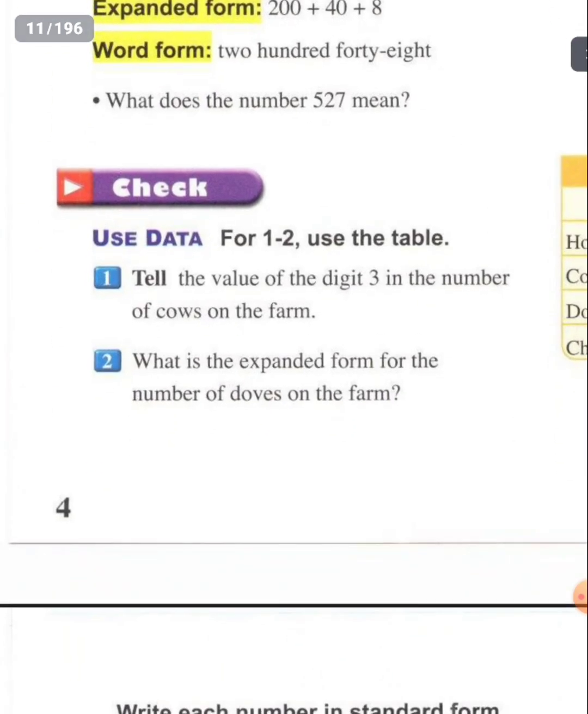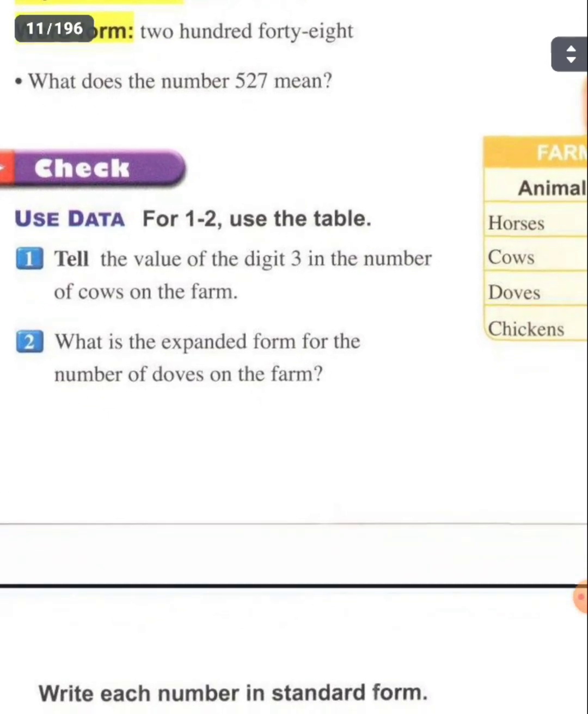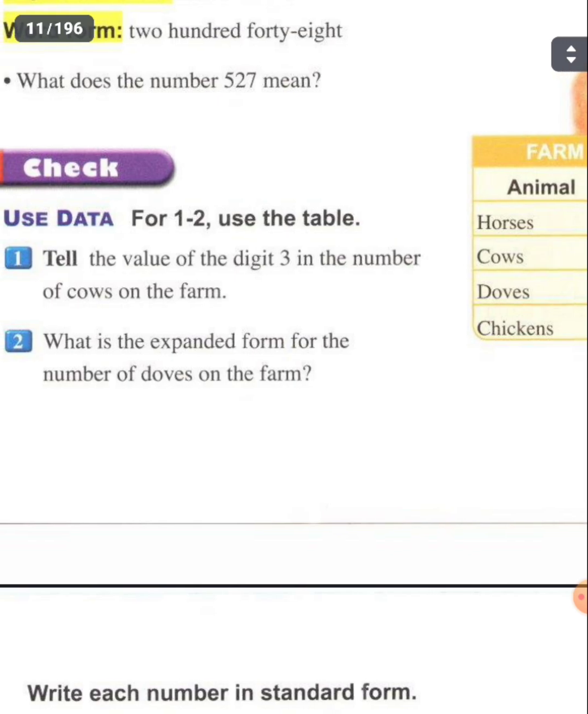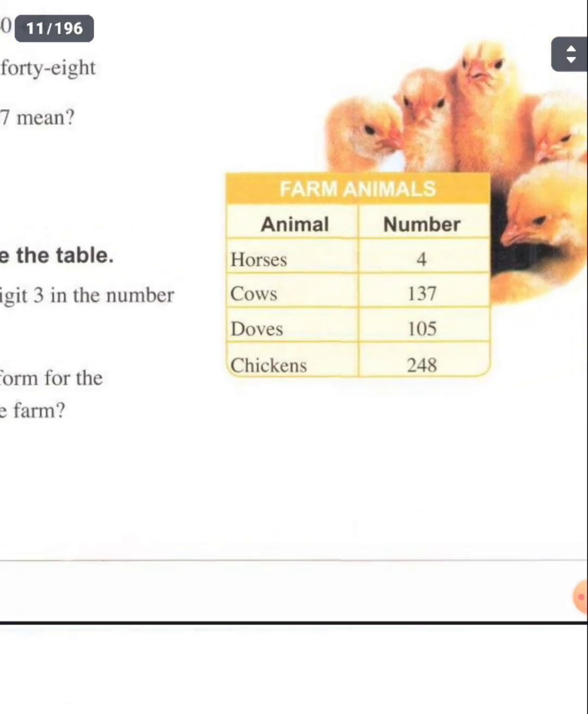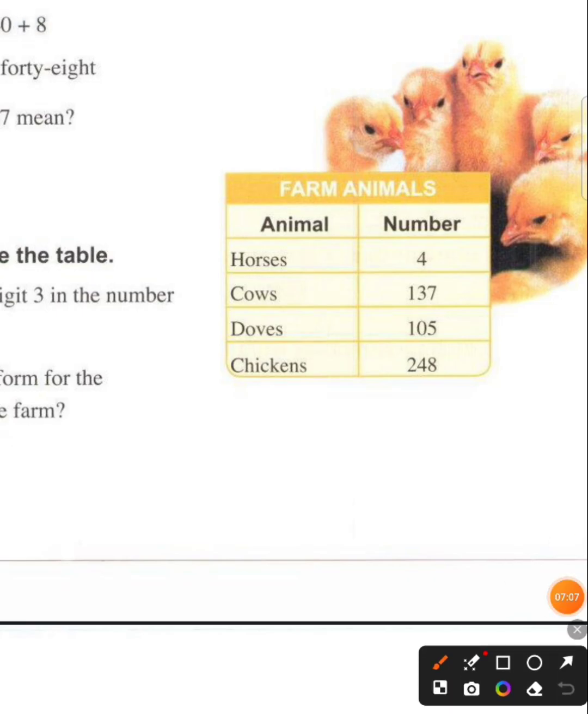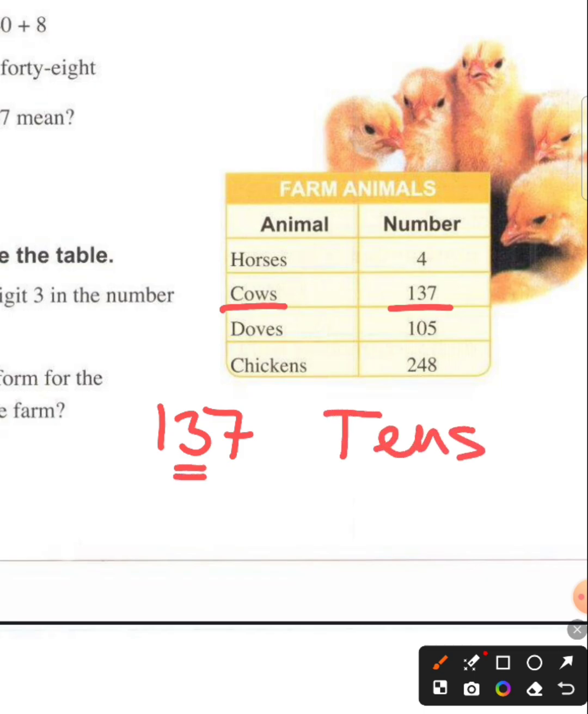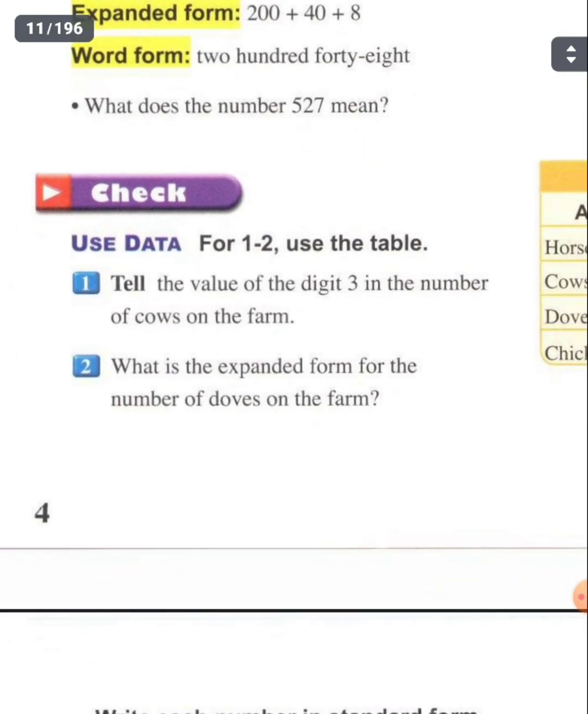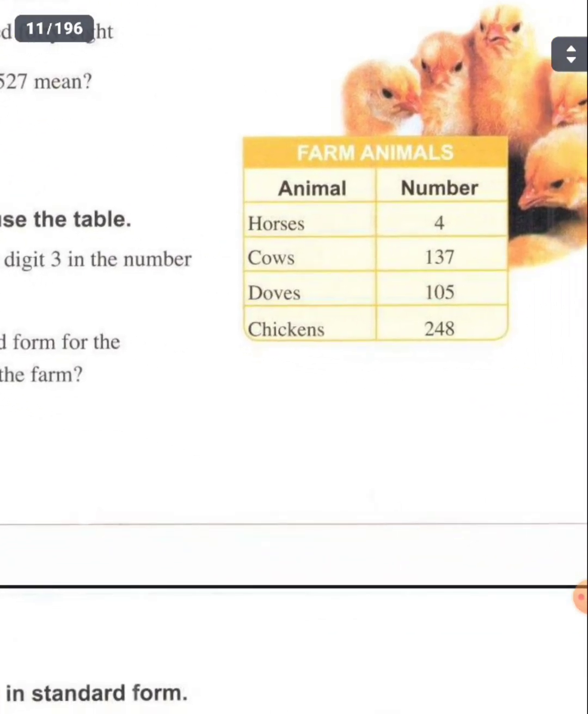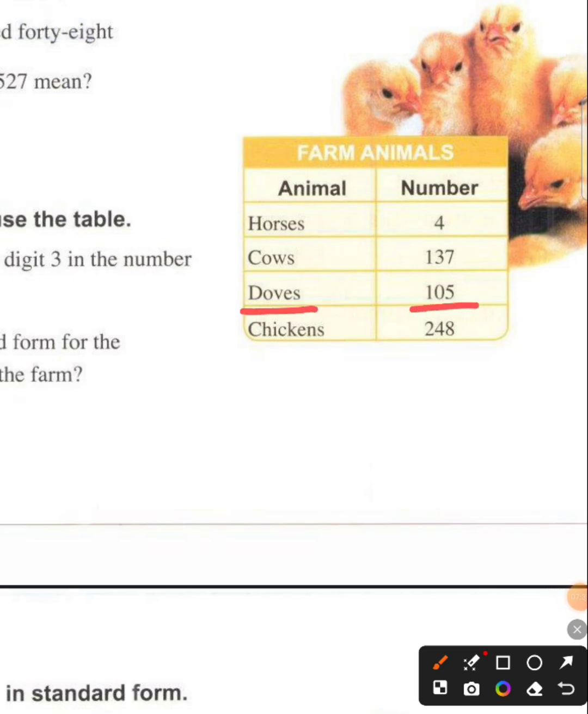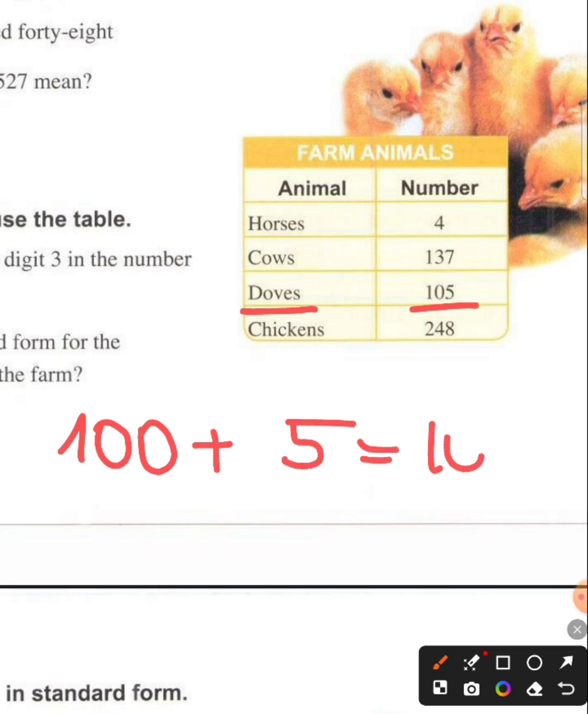Check. Use the table for questions 1 and 2. Tell the value of digit 3 in the number of cows on the farm. We have animals here, and we must look at the cows. They are 137. What is the digit 3? It means 30, tens. Okay? And after, what is the expanded form for the number of doves on the farm? Doves are 105. The expanded form will be 100 plus 5. That's 105.